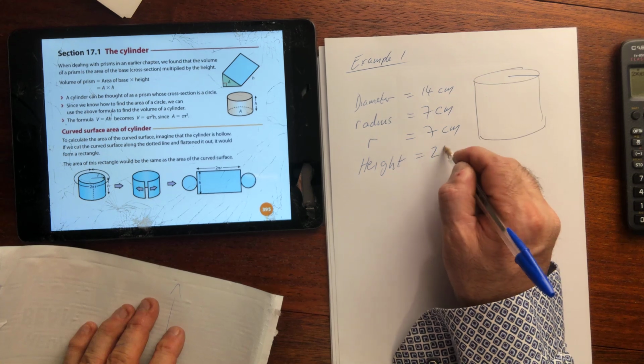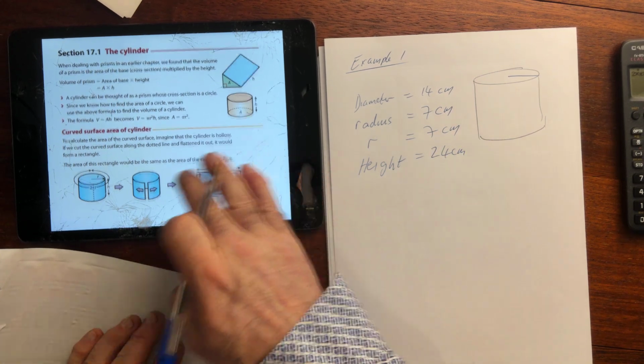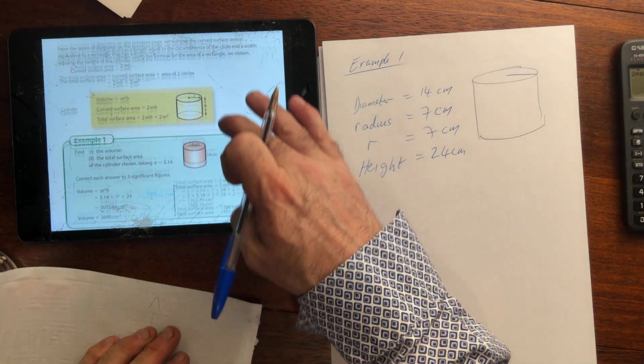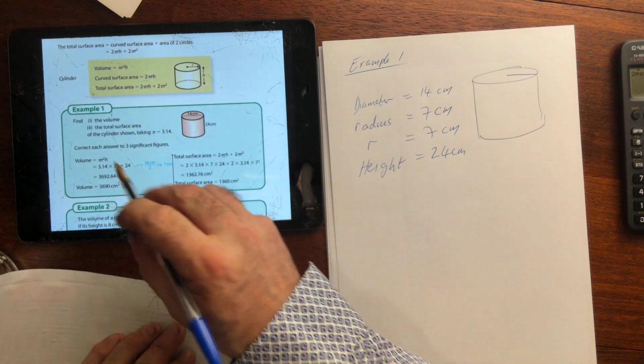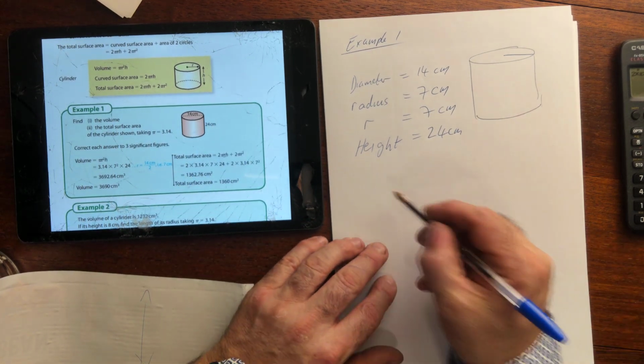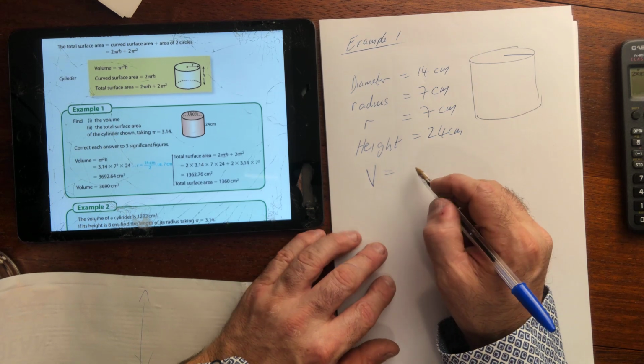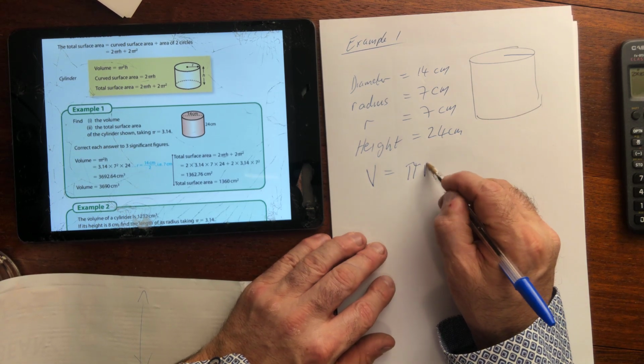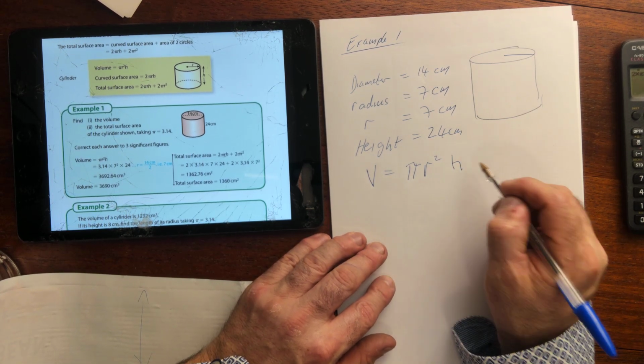Height equals 24 centimeters. So don't make the mistake of having that as well. You don't need to, and you shouldn't have that. So find the volume and the total surface area. Okay, so for the volume we're going to use the formula for volume, which is the area of the base times the height.